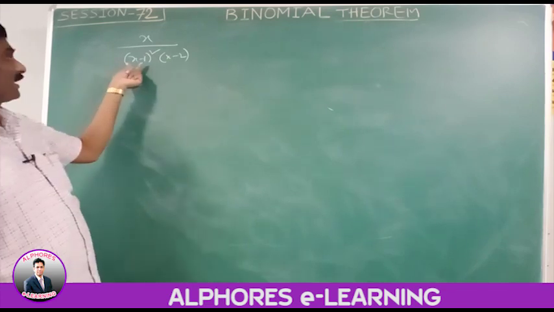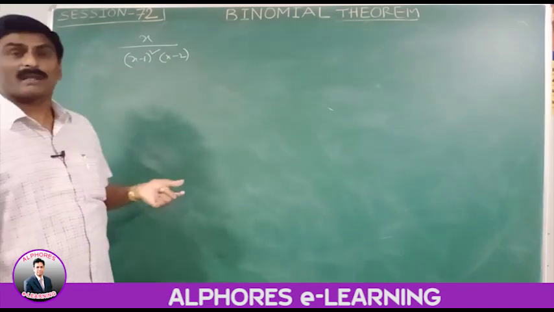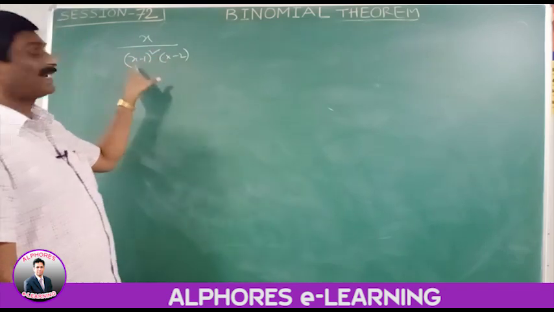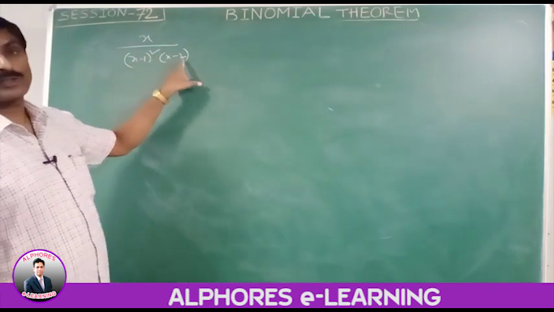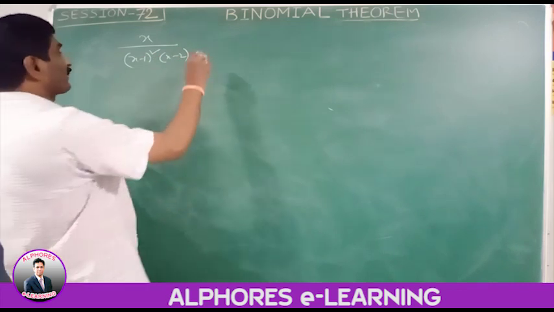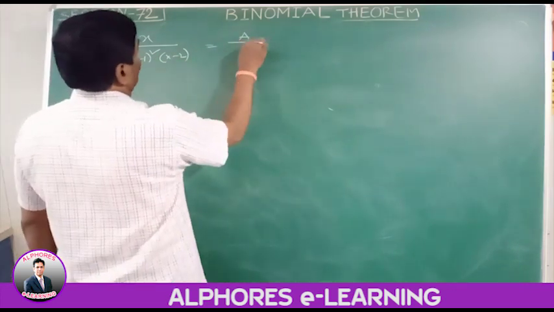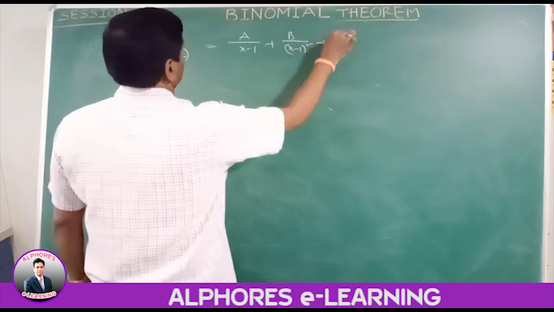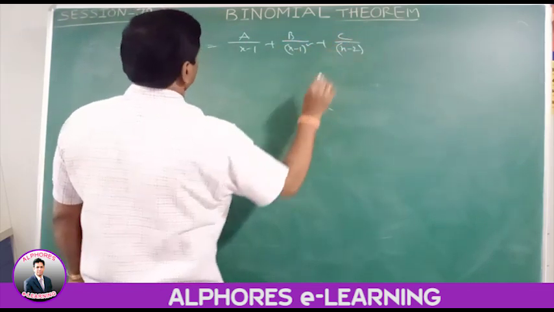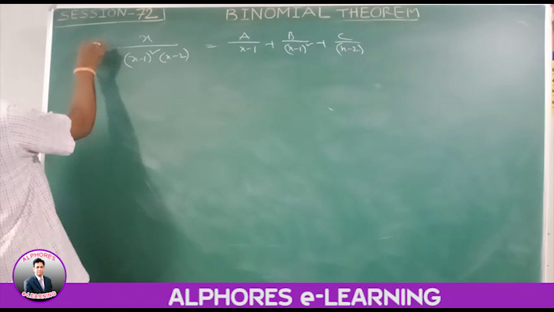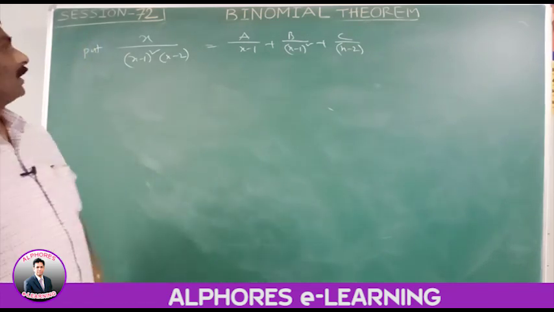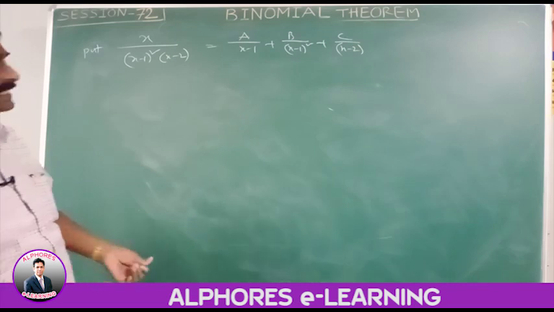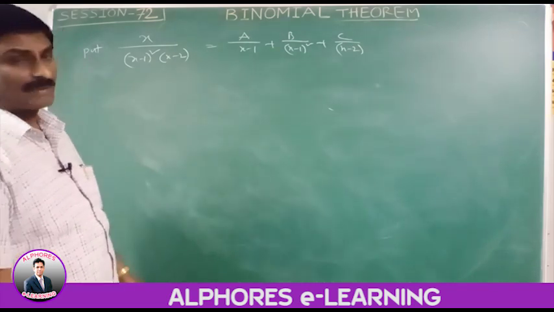Please observe the denominator. (x minus 1) whole square means a repeated linear factor. x minus 2 means non-repeated. So what are the partial fractions? a by (x minus 1) plus b by (x minus 1) whole square plus c by (x minus 2). Please write the partial fractions. Put x by (x minus 1) whole square into (x minus 2) is equal to a by (x minus 1) plus b by (x minus 1) whole square plus c by (x minus 2).